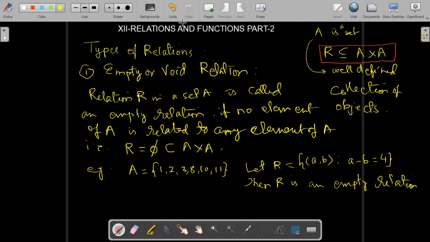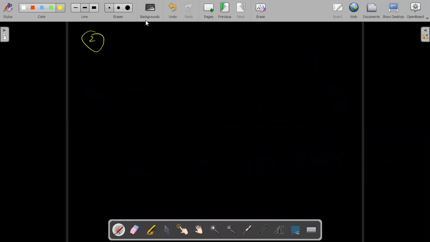Okay, and next, the second type is the universal relation. Say for example, A is a set of sections, and if we say the relation is defined by the number of girls or something like that, then it will be an empty relation. So that is empty.